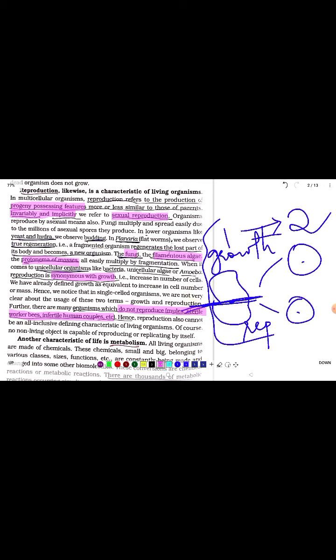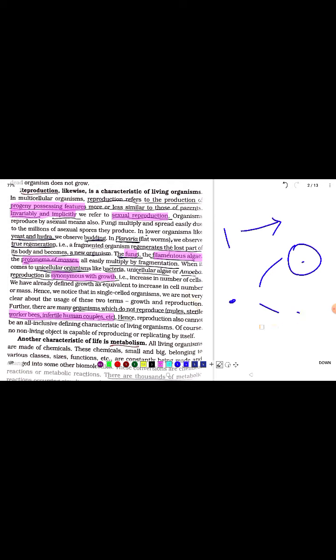In reproduction, we have seen that producing progeny possessing features invariably and implicitly refers to sexual reproduction. In hydra and yeast, it is by budding. In planaria, it is by fragmentation. In fungi, filamentous algae, and protonema, multiplication is by fragmentation. In unicellular organisms like unicellular algae or amoeba, reproduction is synonymous with growth. Those that do not reproduce are mules, sterile worker honeybees, and infertile human couples. These are the things we have seen in the second criterion, reproduction.